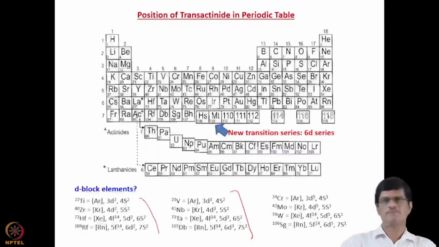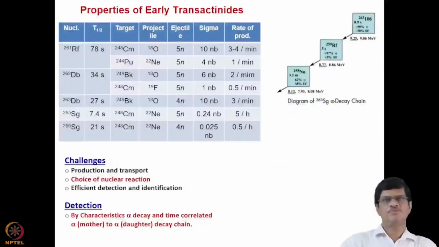As will be seen later in this lecture, the second and third transition series elements are considered the homologues of the transactinides. For example, zirconium and hafnium are homologues of Rutherfordium, niobium and tantalum are for dubnium, and molybdenum and tungsten are for seaborgium. Now the properties of these early transactinides: their half-lives are mentioned here.